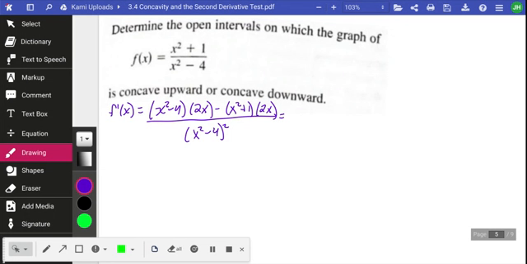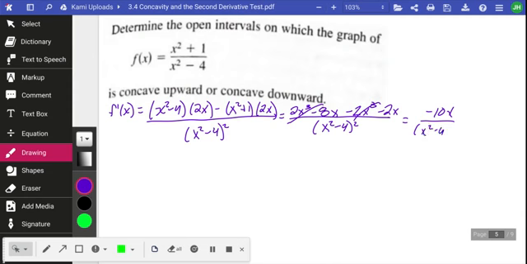So we will have 2x cubed minus 8x minus 2x cubed minus 2x all over. And let's leave this here because when we do this derivative, we can chain rule it. And that will leave us with negative 10x. So that wasn't too bad.